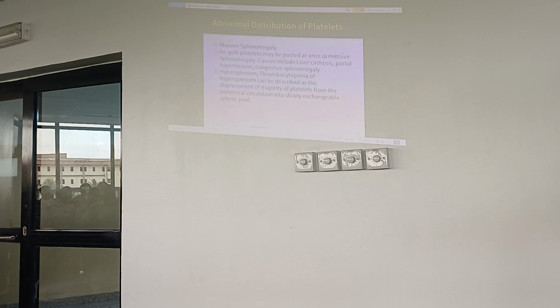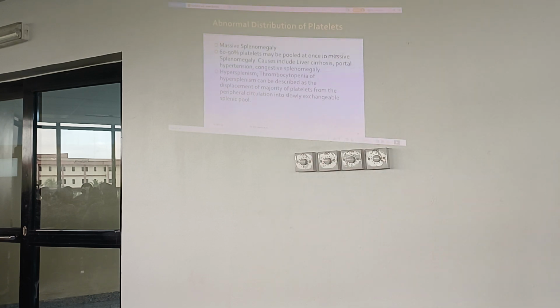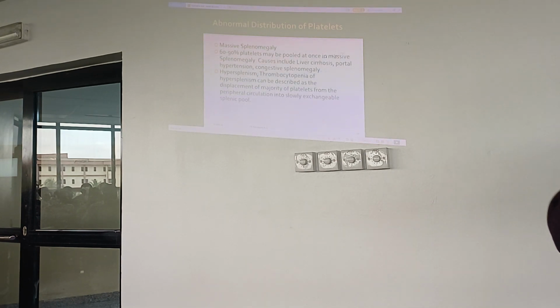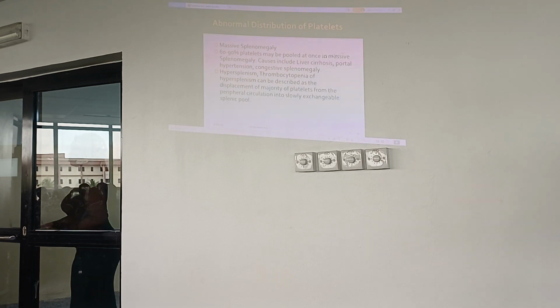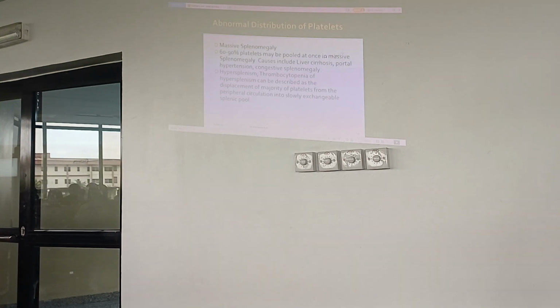Platelets will be pooled into the spleen in splenomegaly and will cause a fall in the platelet count in the peripheral blood. So any cause of splenomegaly can cause pooling of platelets into the spleen and then reduce the peripheral count. So if you have splenomegaly or hypersplenism, you can get thrombocytopenia. It can also result from hypersplenism.